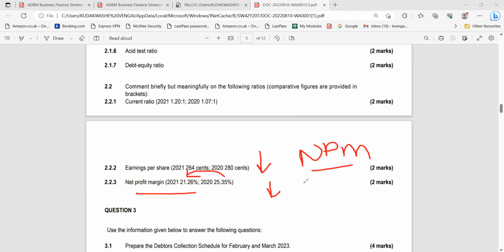The company might reduce its overall costs of production, right? And the company might need to find ways of increasing its sales revenue in order to improve the what? The net profit margin. So they can either increase the sales revenue or they can reduce the costs. But a decline in the net profit margin means a decline in the profitability of the company.